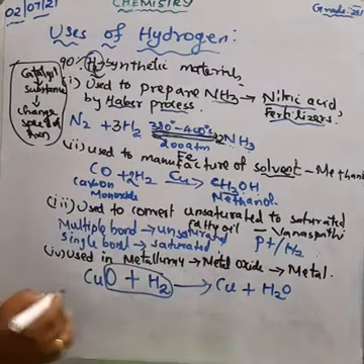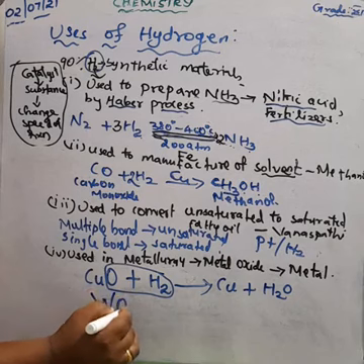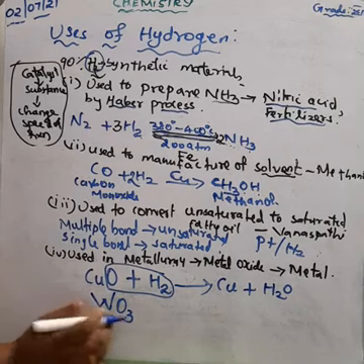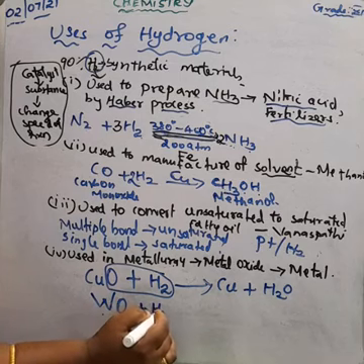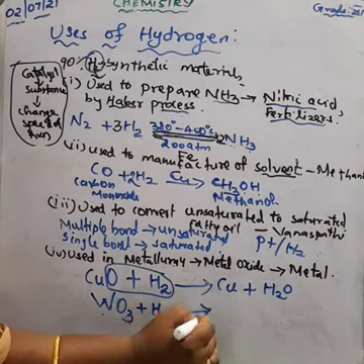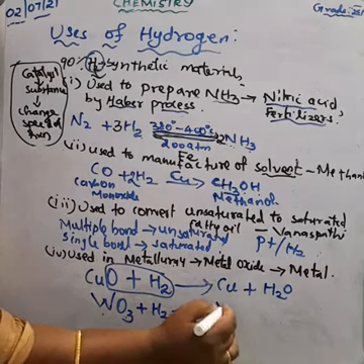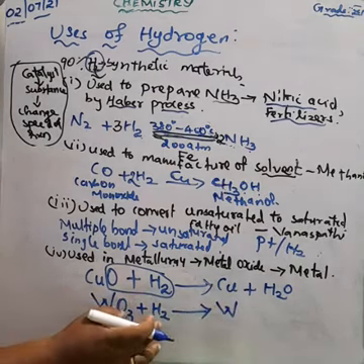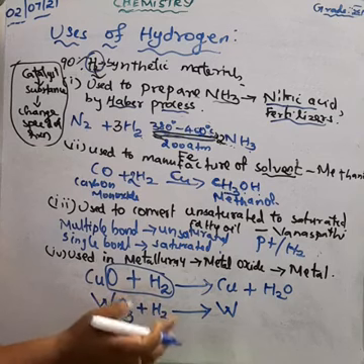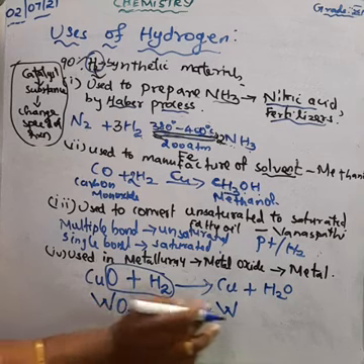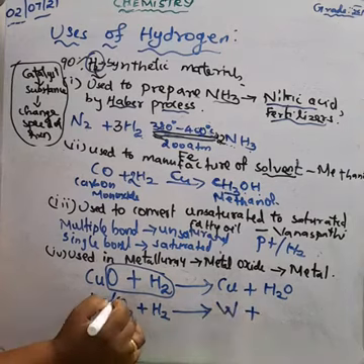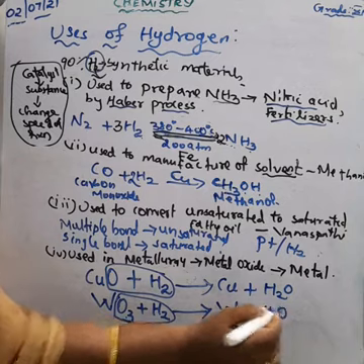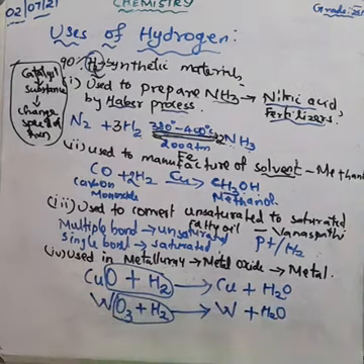Another example, tungsten oxide. W means tungsten. What is the symbol for tungsten? W. WO3, tungsten oxide, plus hydrogen. Hydrogen is one of the reducing agents, so we can reduce the metal oxide to metal. Tungsten oxide plus hydrogen: the oxygen combines with the hydrogen to form water, and we can separate the tungsten from the tungsten oxide, plus water.